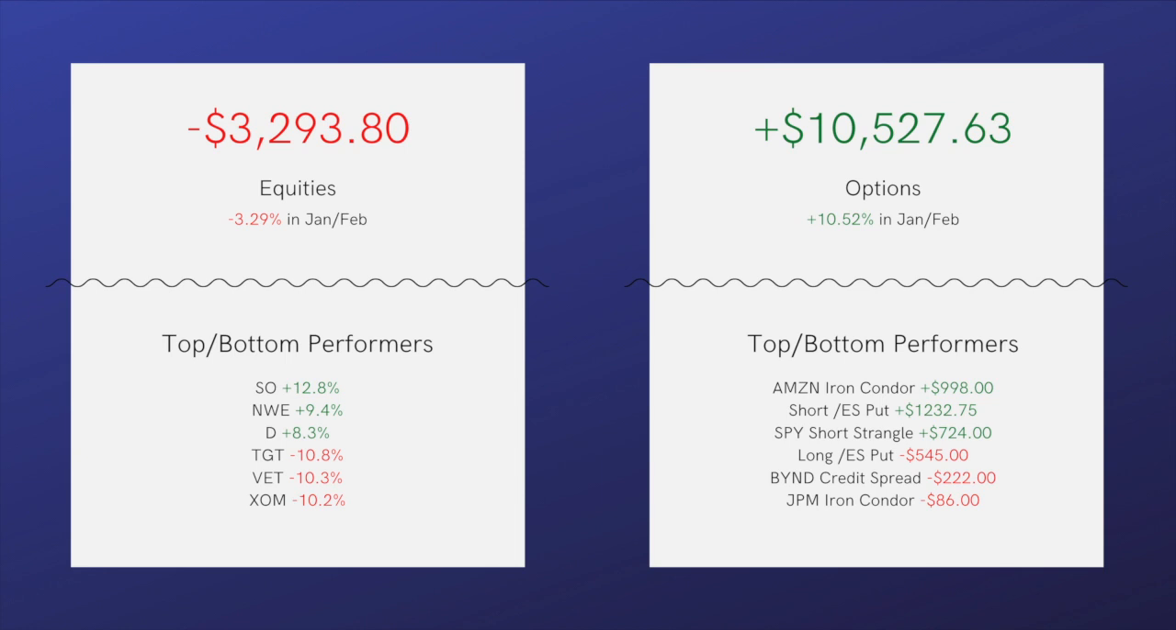The option slice on the right, however, gained a little bit over $10,000, and that represents 10.52% of the portfolio. I've added some top and bottom performers in each section, but I hope in future videos to give a little bit more clarity on each individual position in the slice and its return or its performance.